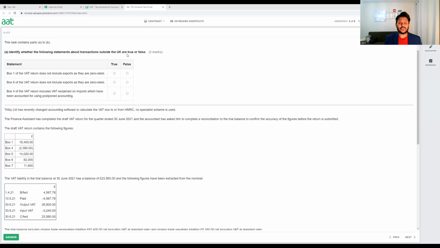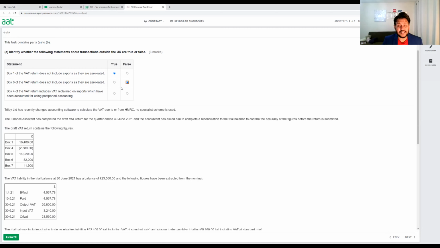Outside the UK is export, so you know that, and export is always zero rated. Box 1 of the VAT return does not include the export as they're zero rated. Absolutely true. No point of including the zero rated. Box 6 of the VAT return does not include the export as it's zero rated. That's false. Box 6 only tells how much sales I make, regardless of whether in the UK or outside of the UK. So total, how much I sell, including UK or outside of UK, I have to say.